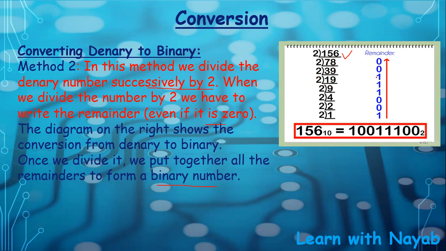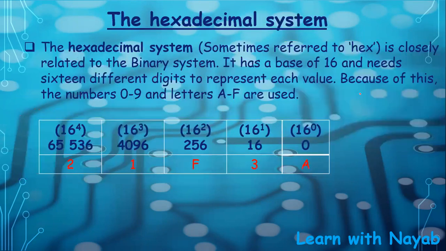Like this, we write the remainders. When we divide 19, 2 nines are 18, but this is 19, so we write 1 as the remainder. Just like this, we write the remainders, whether they're 0 or 1, and then we go from bottom to top to form the binary number. 166 equals 1 0 1 0 0 1 1 0. This is the binary value for 166 as the denary number.